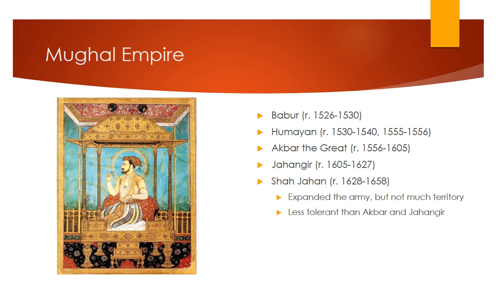Shah Jahan had a strong centralized government, just like Akbar and Jahangir. He expanded the size of his army. The empire grew moderately under him. But one difference between Akbar, Jahangir, and now Shah Jahan was that Shah Jahan was less tolerant than his father and his grandfather. Certain privileges were taken away from different groups, and in fact, newer Hindu temples were demolished under Shah Jahan.